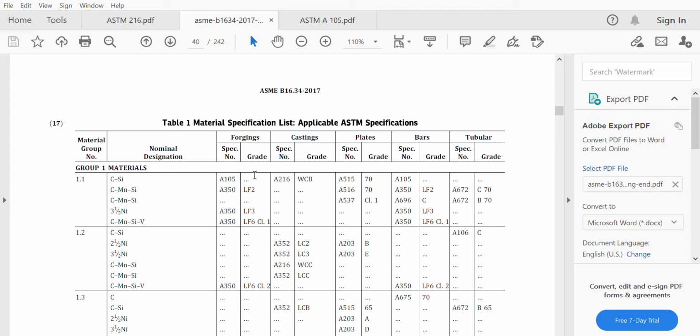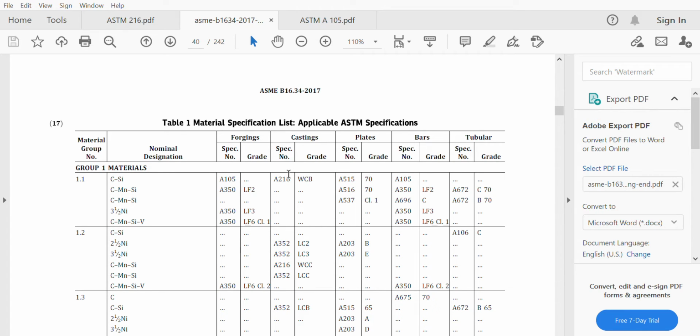There is no grade because there is a single material in this specification. So this does not have any other grade. The material and the standard are both known as ASTM 105. And this is ASTM 216. These two standards, ASTM 216 and ASTM 105, need a further look.